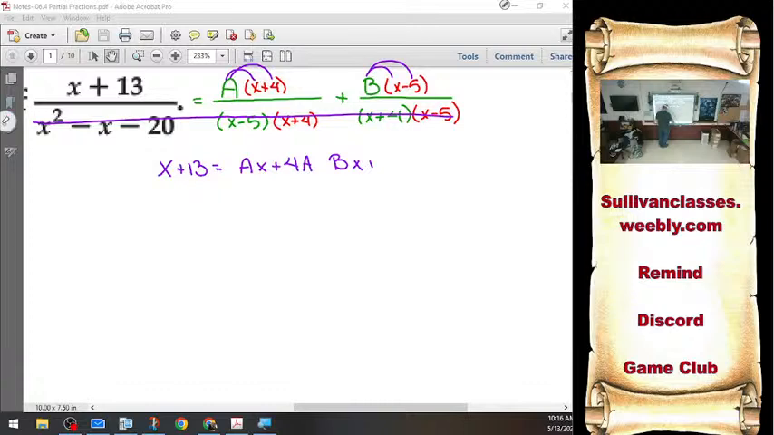Okay? So now I have x plus 13 is distributed ax plus 4a, bx minus 5b, and what do you think now? We've run across a couple of problems similar to this. All the way back to section 02, we ran into something similar to this.